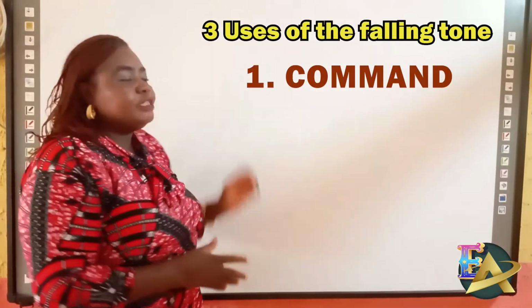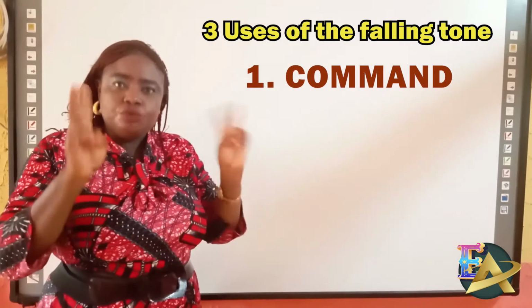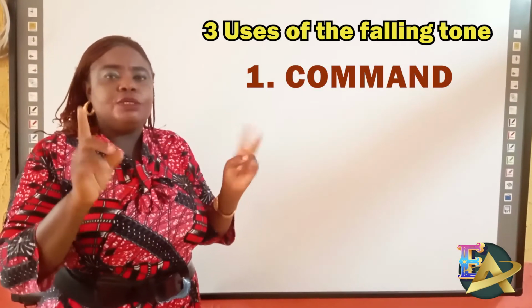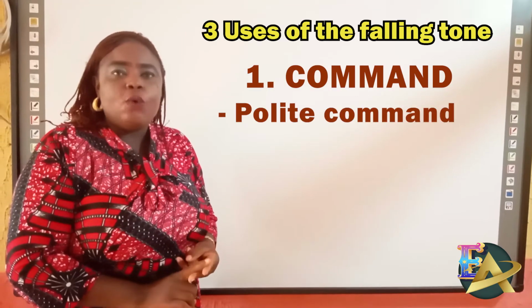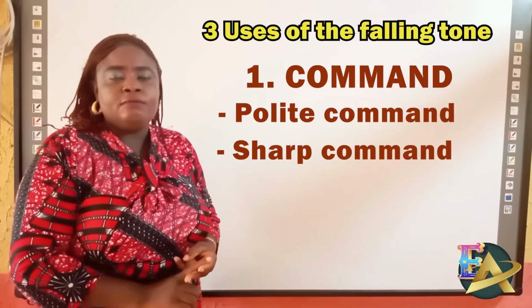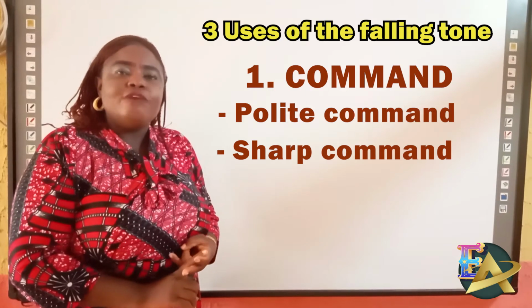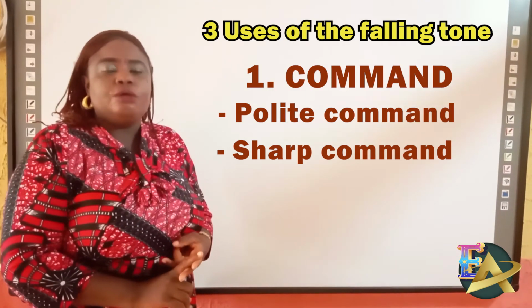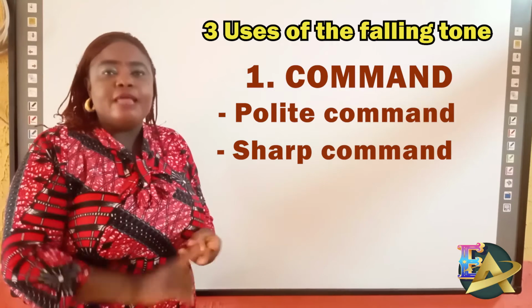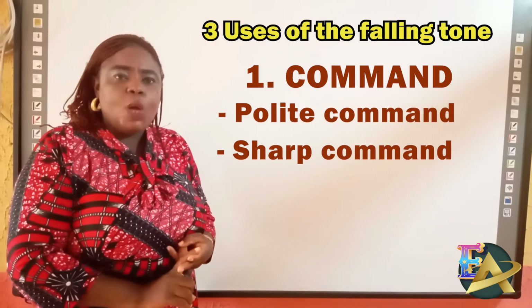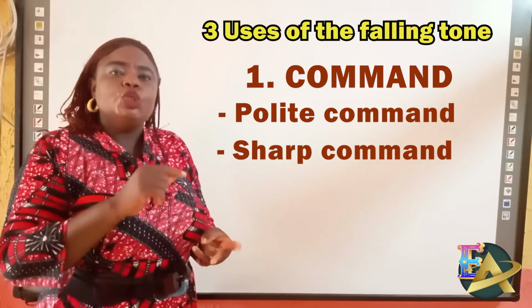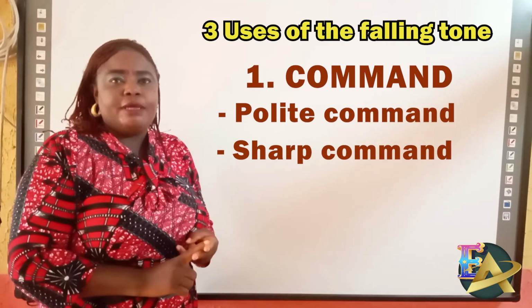And our command is split into 2. We have 2 types of command in the English language. The first one is the polite command, and the second one is the sharp command. Now the question is, what's the difference between the sharp and the polite command?